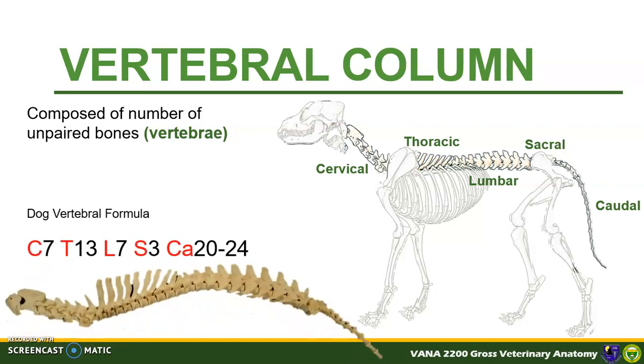Vertebral formula represents the number of specific vertebrae in an animal. The number is constant except for the caudal vertebrae. Take note that the number varies per species. In dog, the vertebral formula is C7, T13, L7, S3, Ca20 to 24. This means that the dog has 7 cervical vertebrae, 13 thoracic vertebrae, 7 lumbar vertebrae, 3 sacral vertebrae, and around 20 to 24 caudal vertebrae.